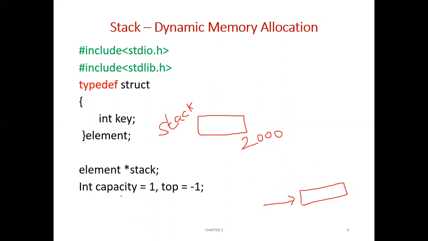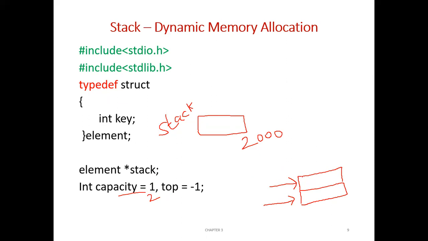So initially the capacity is 1. So this capacity will be multiplied by 2. That is, it will become 2. So accordingly, we'll allocate more memory. So now it will become 2. Okay. Now one more element can be pushed. So the second element can be pushed.